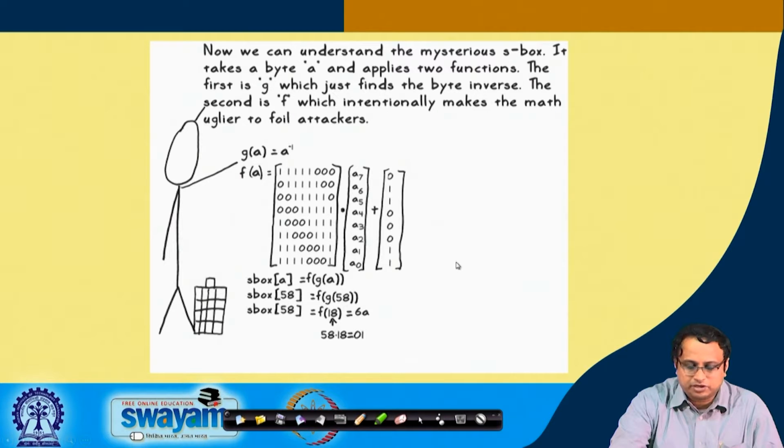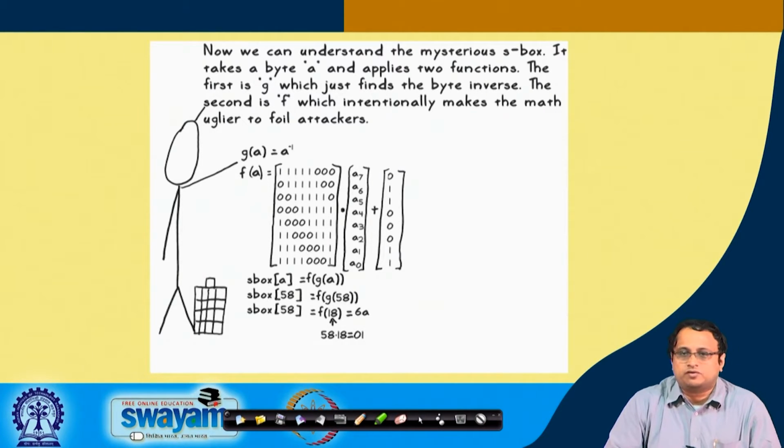So let us try to understand how the substitution box or the S box of AES looks like. If you have understood the idea of multiplicative inverse, then the representation of the S box becomes very easy. So what you do here is in two steps. Suppose that in the S box you essentially have an input A, okay, and if I apply G of A, then I get A inverse, which is the multiplicative inverse.